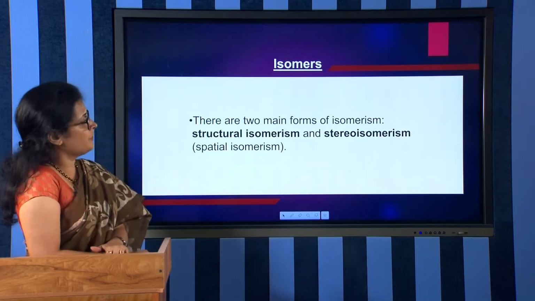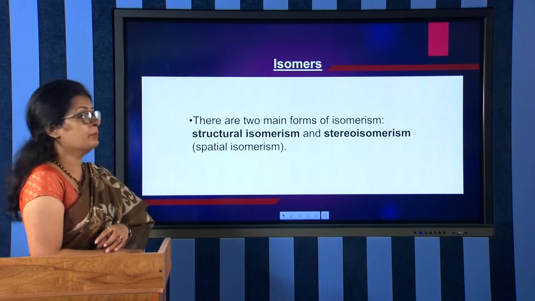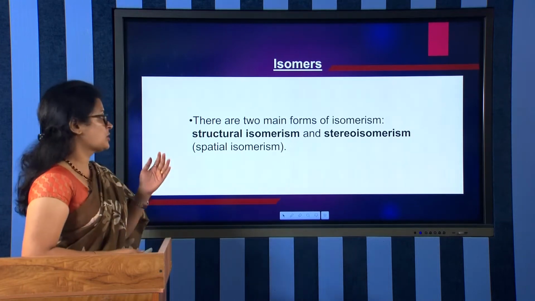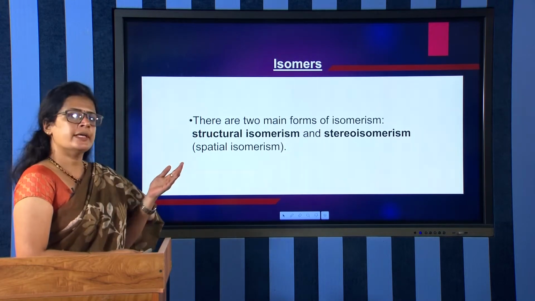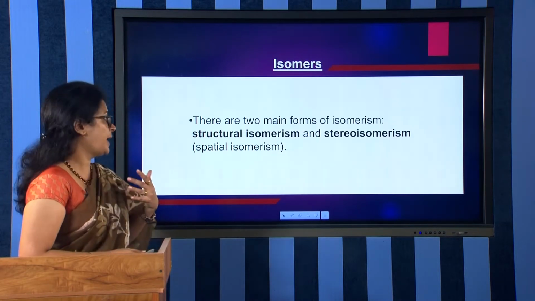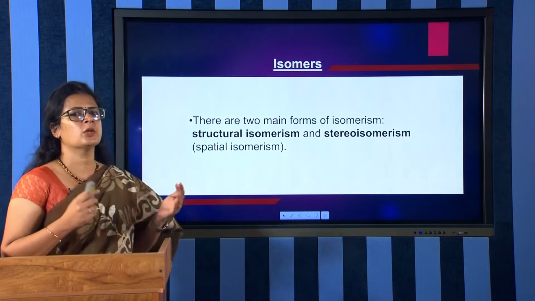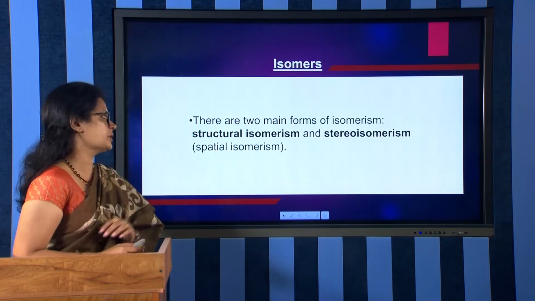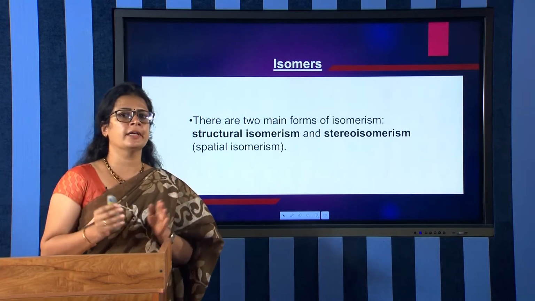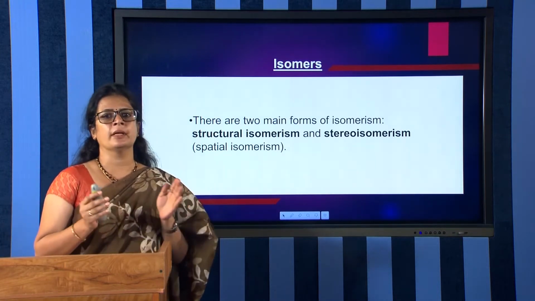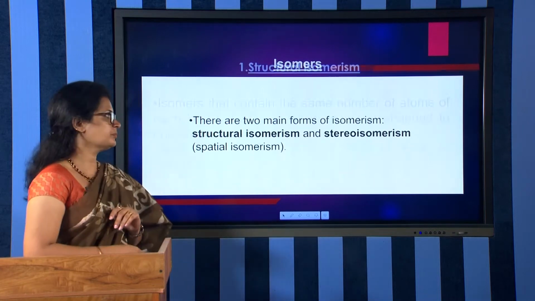There are two types of isomerism in coordination chemistry. Broadly, they are classified as structural isomerism and stereoisomerism. Stereoisomerism is also called spatial isomerism because the spatial orientation is different in stereoisomerism. So, isomerism in coordination compounds is broadly classified into structural isomerism and stereoisomerism.